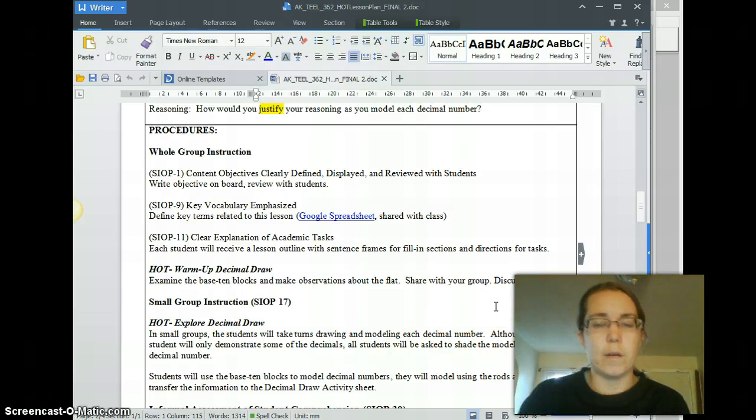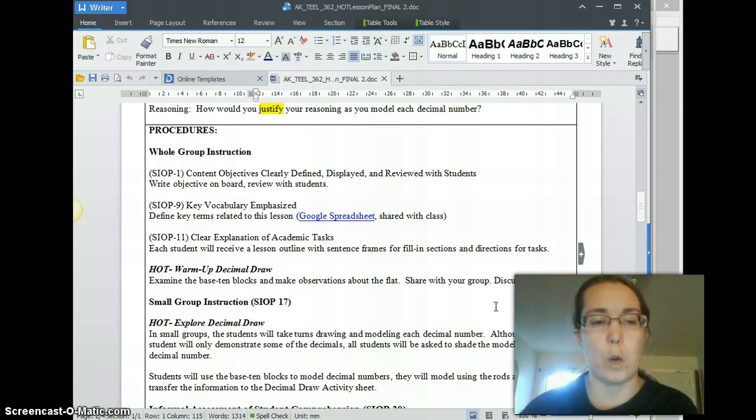The students were already divided into groups of 4. This is how they're grouped regularly. It's done that way so that they can communicate and share with their groups, and that was actually one of the objectives of this lesson as well, was to work cooperatively within the groups and be able to justify their reasoning as to why they modeled the number as they did.